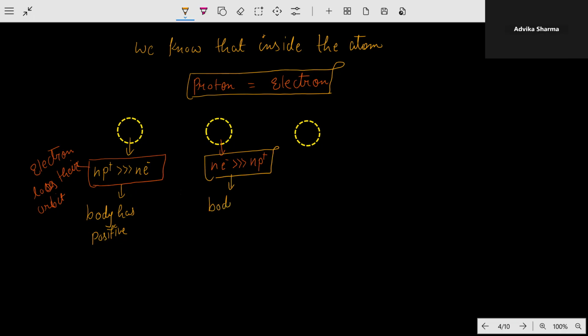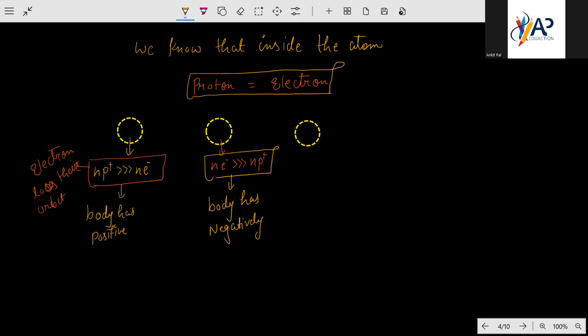So for an atom that has more positively charged particles, would that be a cation? And would the negatively charged atom be an anion? I will discuss later what is anion and what is cation.